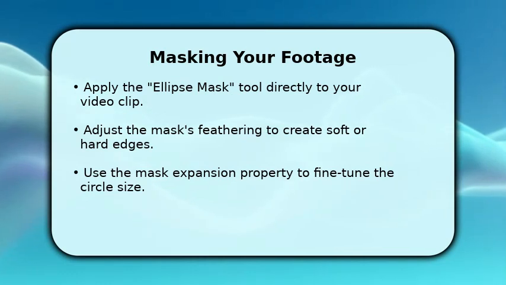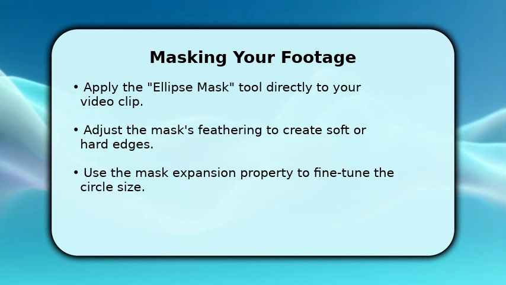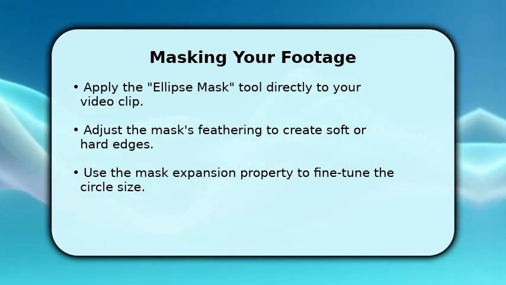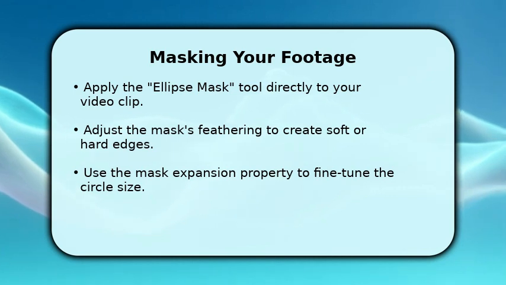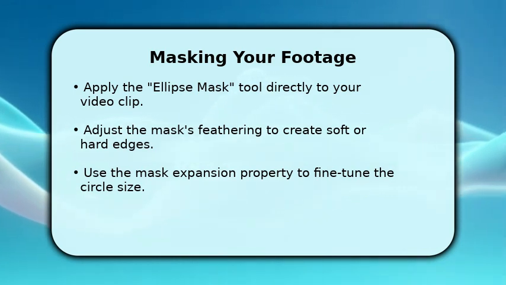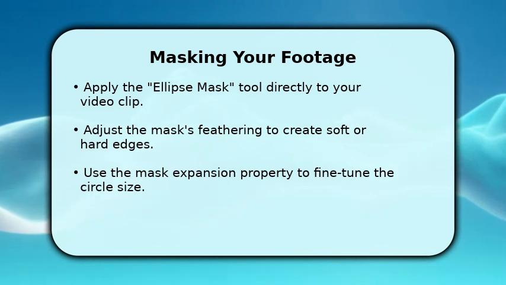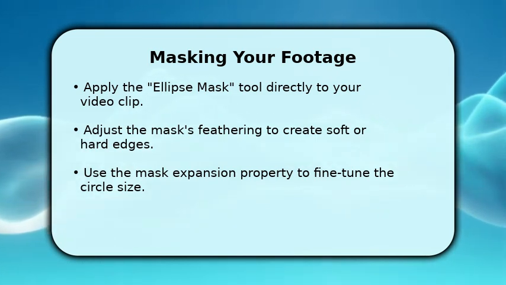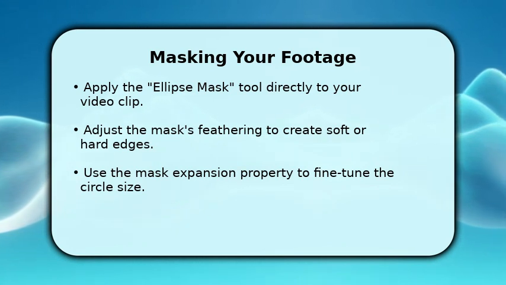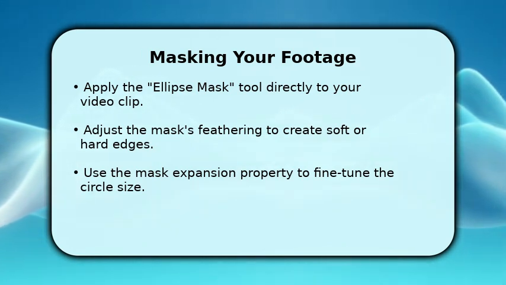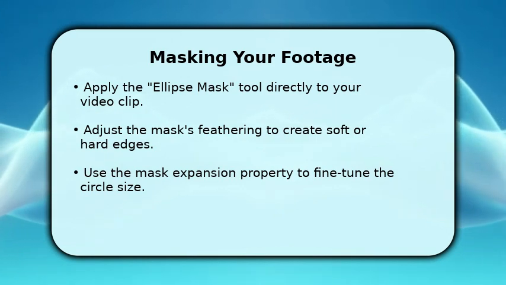First, select your video clip on the timeline and navigate to the Effect Controls panel. Under Opacity, click the Ellipse Mask tool. This creates a default oval mask. Adjust the mask's size and position to form a perfect circle over your subject. You can also use the Mask Feather property to soften the edges or set it to 0 for a sharp, defined look. Precision is key here for a professional finish.